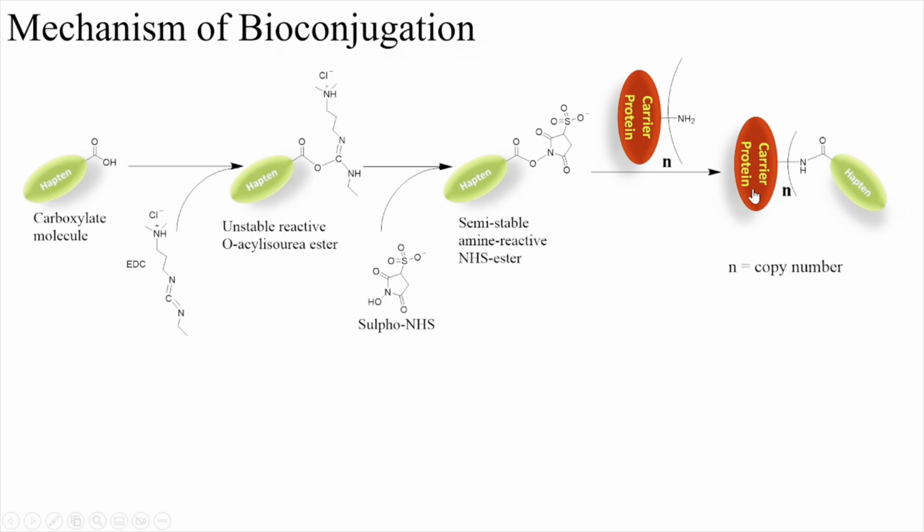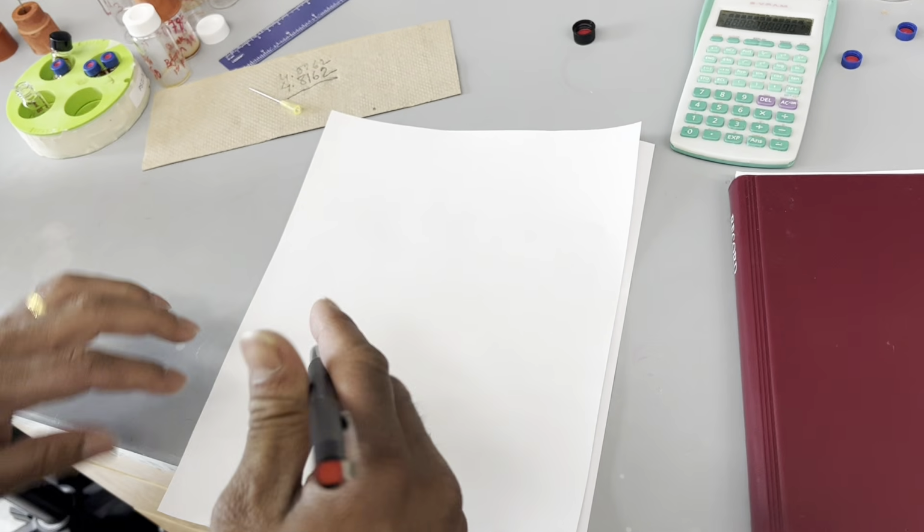By this way, the number of hapten carboxylic acids attached to the amines, you can say that is a copy number. So this is the mechanism for this bioconjugation. Here the final bioconjugated molecule is this. Let's see how to do that part.